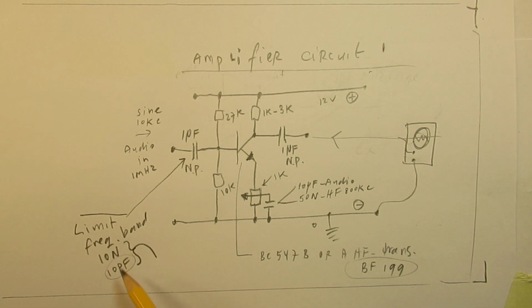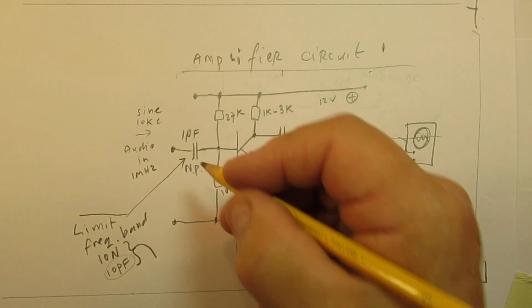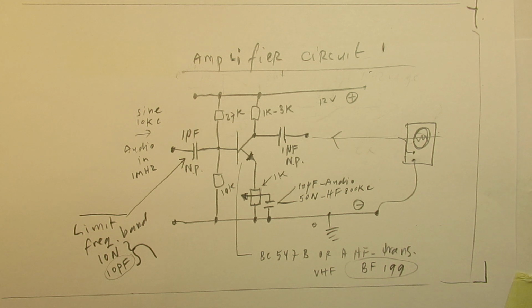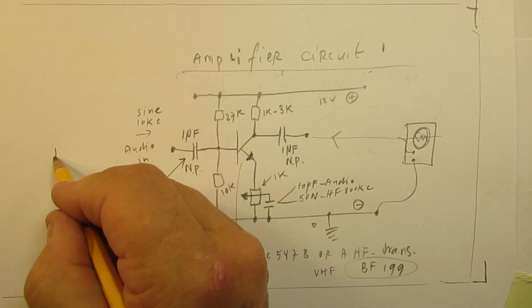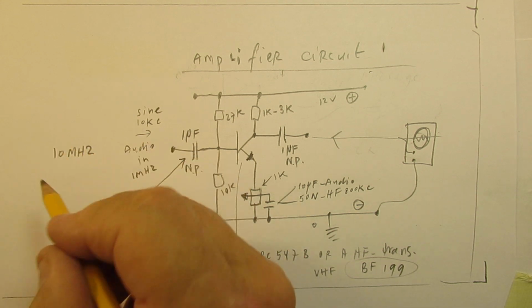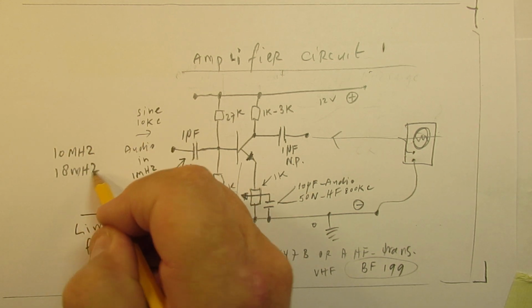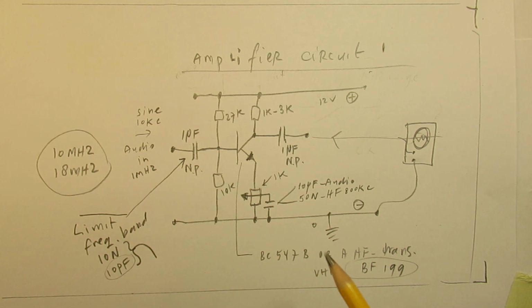Especially 10 picofarad in a real high frequency amplifier with one transistor, and of course in such a case don't use a BC547B, it can only work up to approximately 10 megahertz. Use a BF199, that's a real VHF or high frequency transistor, and in this case you can amplify a high frequency in the order of 10 megahertz, 18 megahertz.